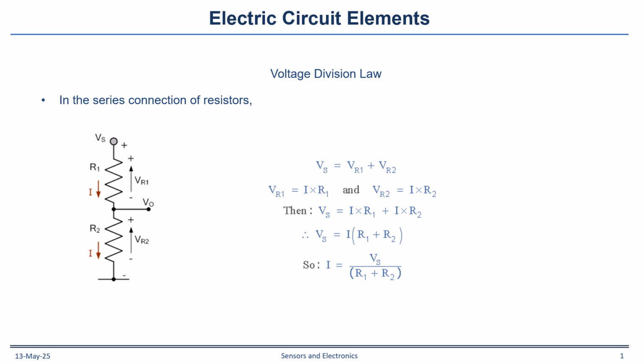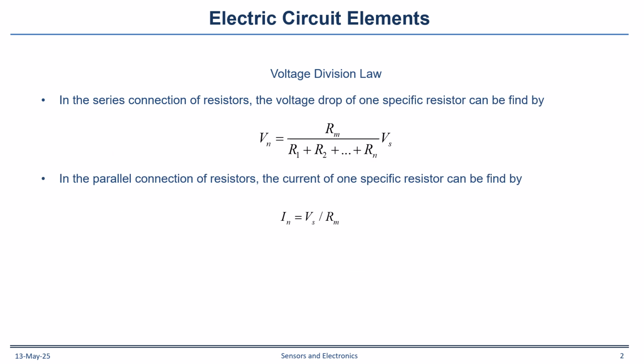So if we just put these two equations into this one, easily we can have the third equation. Then we can easily find the current for the whole circuit. But if you want to find the voltage for each resistor, we should use this equation. So what is this equation? This one is the source voltage, or the voltage across all of the resistors, and Rm is the resistance that you want to find the voltage of. And down there is the summation of all resistors.